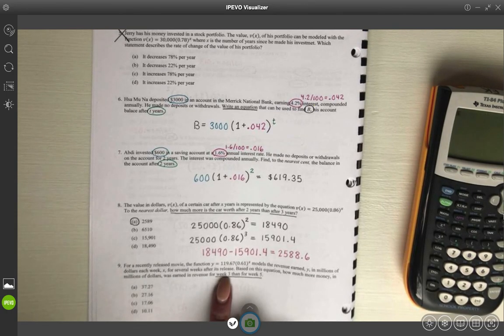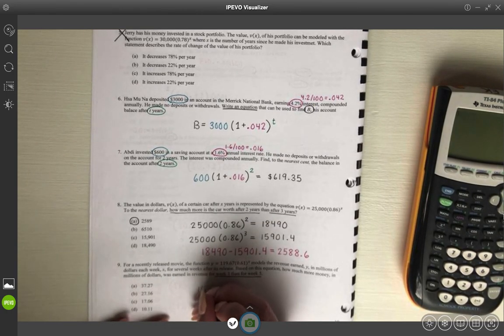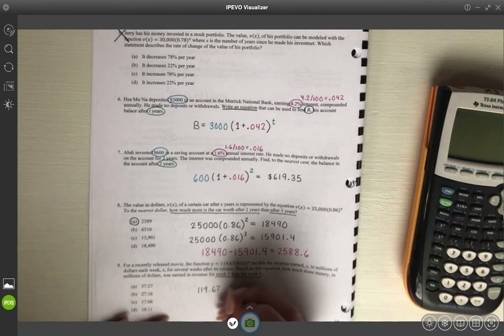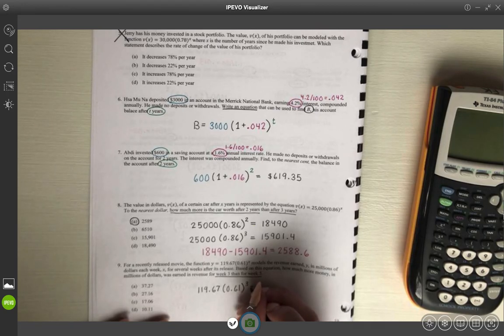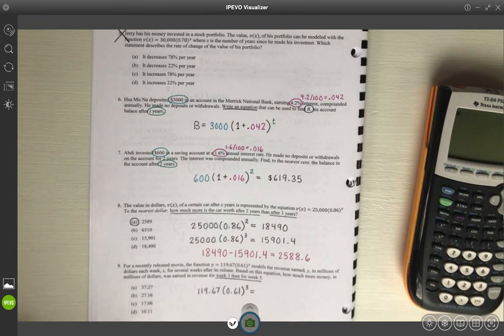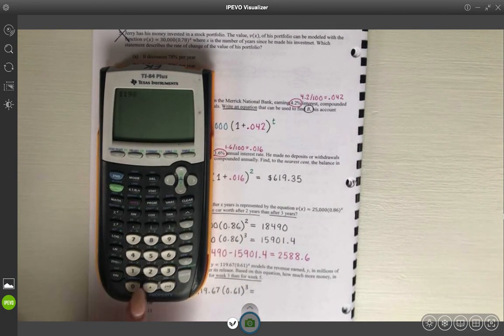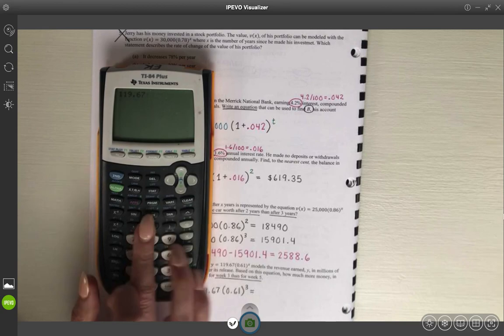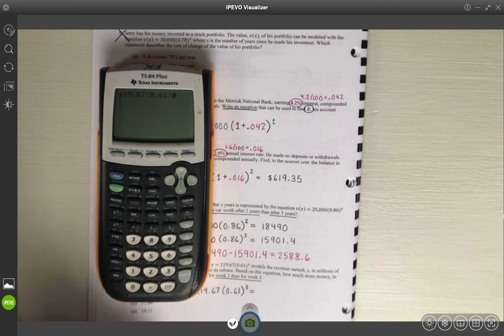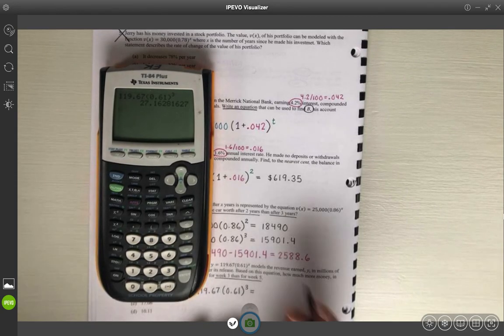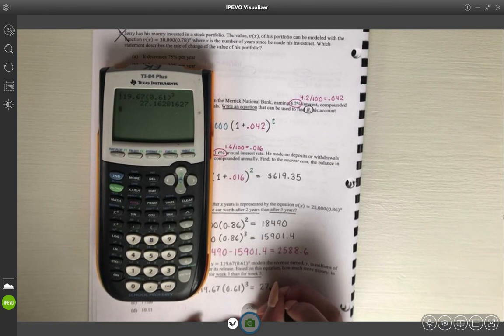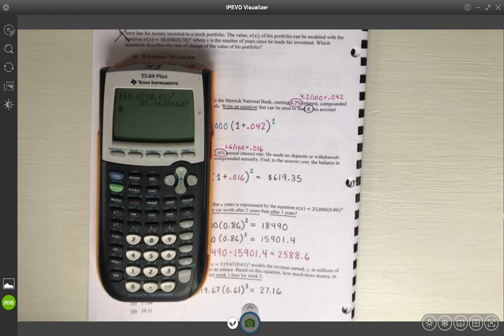So let's start with week 3. We're going to take 119.67 times 0.61, and we're going to sub 3 in for the time. Let's see what we get. 119.67 times 0.61 to the third power is 27.16 if we round it.